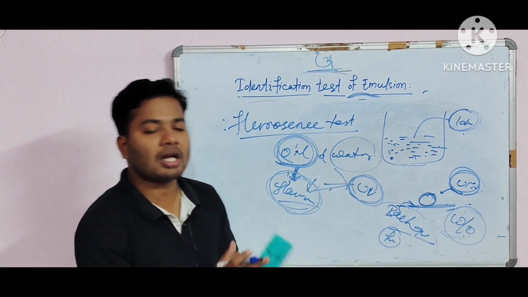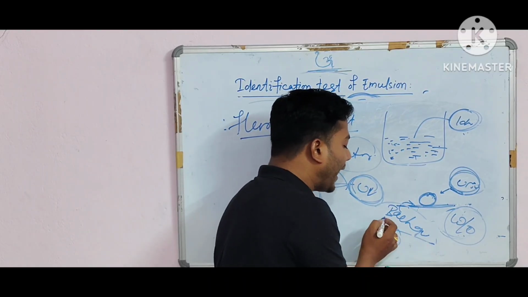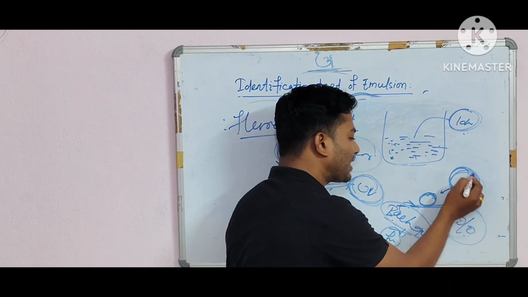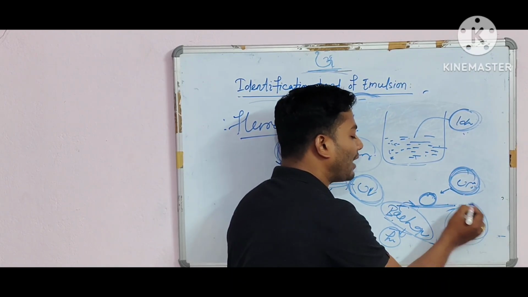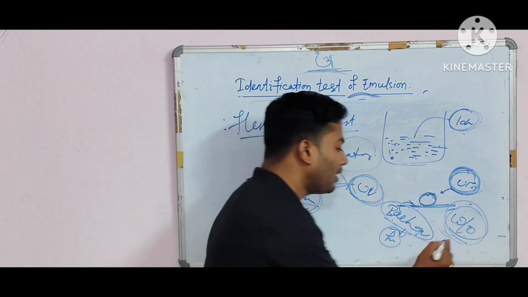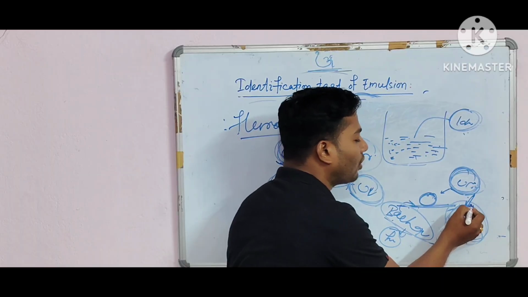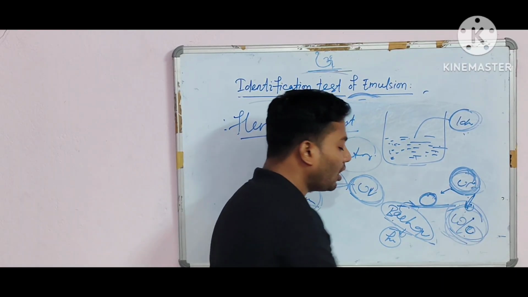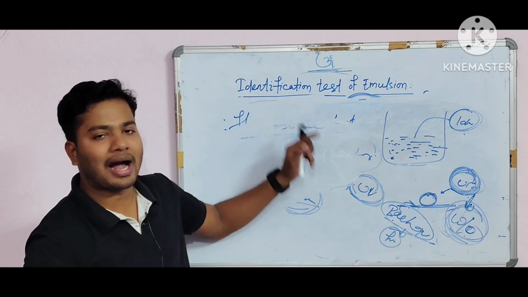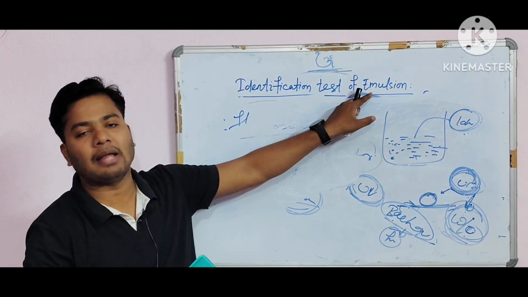Background means the large amount of the emulsion, the continuous phase, that is the background phase. If the background has fluorescence after passing the ultraviolet ray, then we can say it is a W/O type of emulsion, because a large quantity of oil is present, that's why it shows fluorescence on contact with the ultraviolet ray. Clear? So by using such tests, we identify whether it is O/W type of emulsion or W/O type of emulsion.